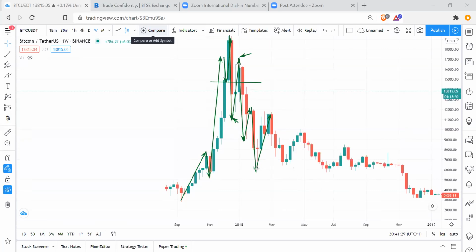Now over here, this was the previous low. Let me put this here so we put this in clearly. This was the previous low. Was it broken? Yes, at this point.